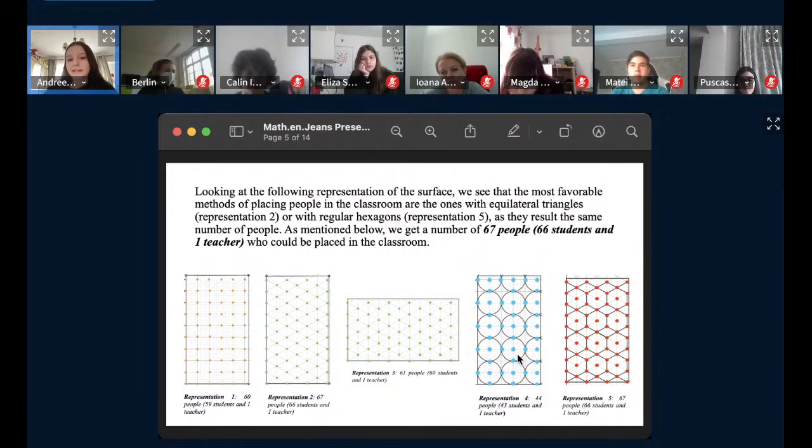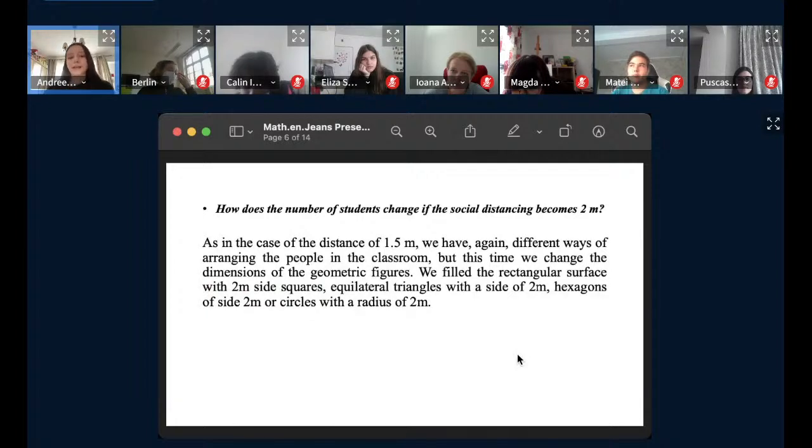If we look at the representations that we made, we see that the most favorable methods of placing the people in the classroom are the ones with equilateral triangles, as you can see on the screen, representation number 2, or with regular hexagons, representation number 5, because we get the same number of people. And as I mentioned before, we get a number of 67 people, meaning 66 students and 1 teacher, who could be placed in the classroom while respecting the social distance of 1.5 meters. Now we get to the second part.